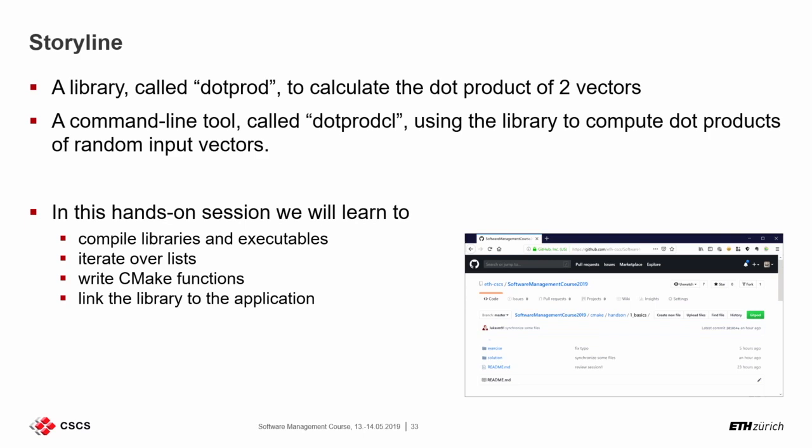So in the first exercise, if you never used CMake, you probably want to do the most basic things. It's a very simple exercise: compile a library and executable. Then there's an exercise to iterate over lists and write your own CMake functions. And the last exercise would be to link the library to the application. And at this point, we can have a look at the repository.